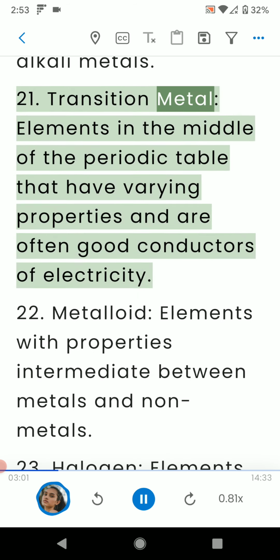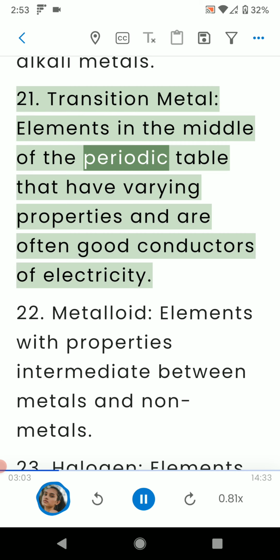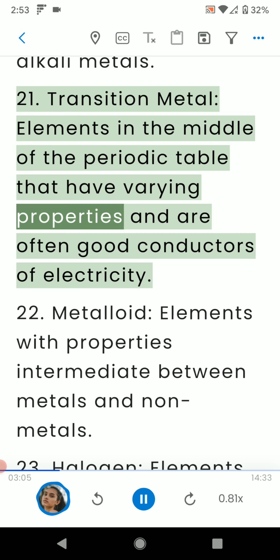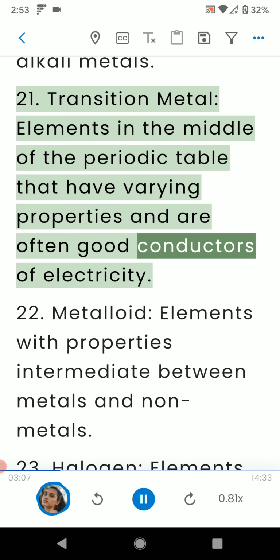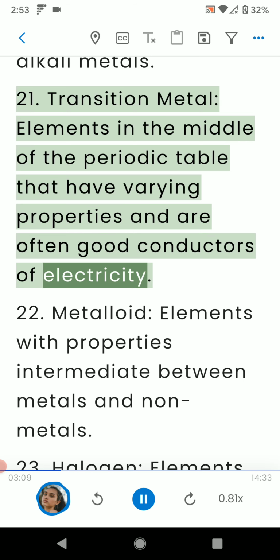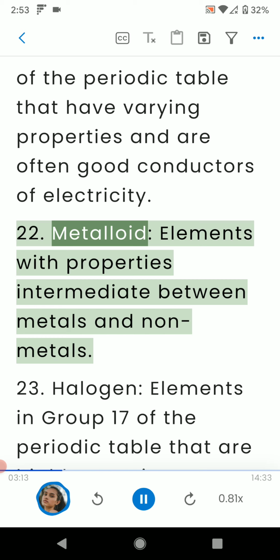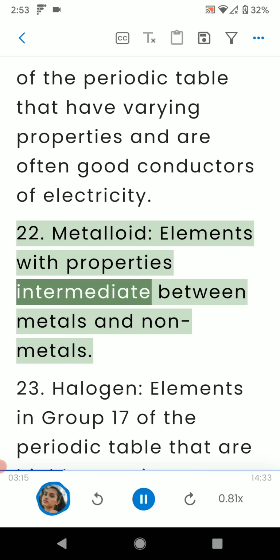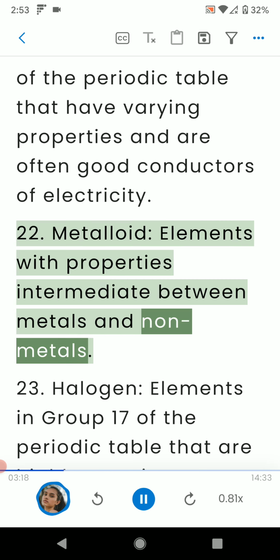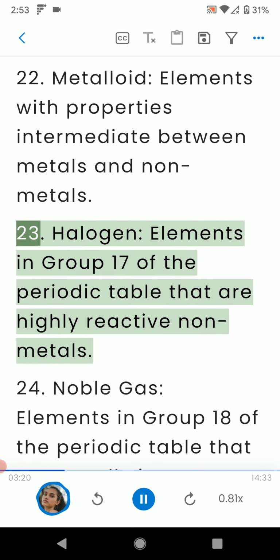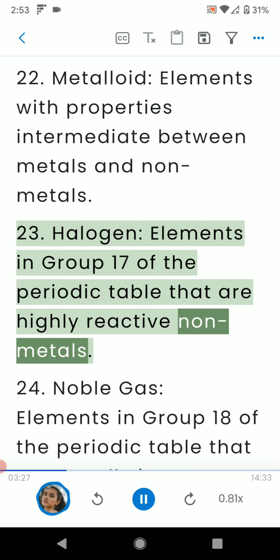21. Transition metal, elements in the middle of the periodic table that have varying properties and are often good conductors of electricity. 22. Metalloid, elements with properties intermediate between metals and nonmetals. 23. Halogen, elements in group 17 of the periodic table that are highly reactive nonmetals.